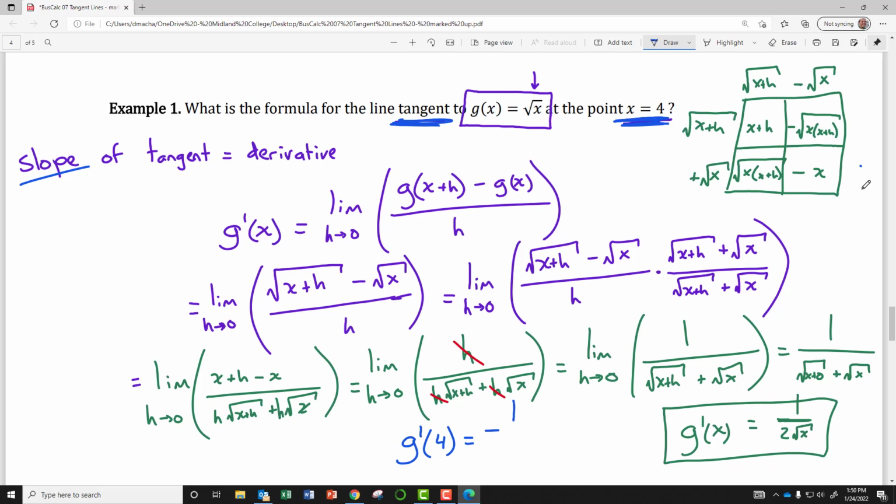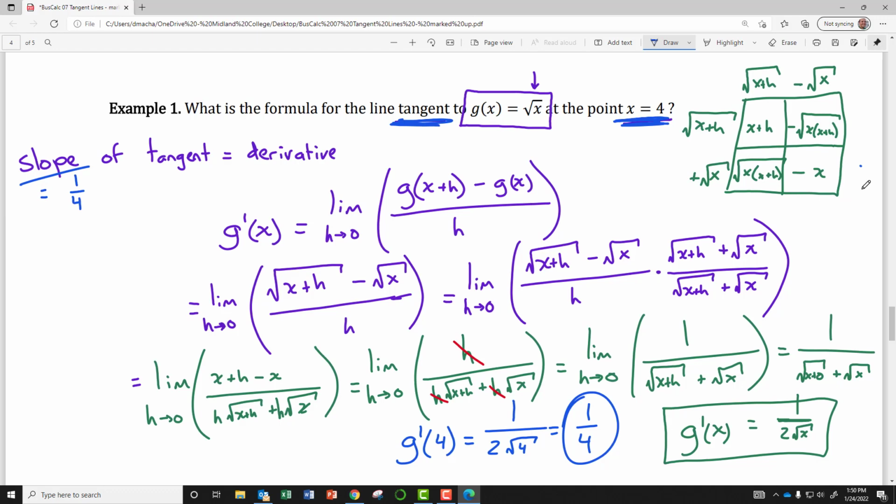And that's going to be 1 over 2 square root 4. The square root of 4 is just 2, so this is going to be 1 over 4. So what we found so far is that the slope of our tangent is actually going to be 1/4. That will be the slope of our tangent line.